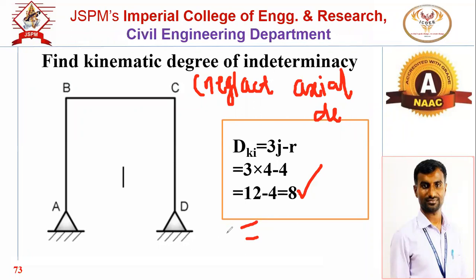3j minus r plus m. Yes, 3j minus r plus m. If you have to neglect the axial deformation in that particular member, there are 3 members. So in that case, the formula will be 3j minus r plus m. So the number of members we have to deduct from the total degree of freedom because we are neglecting the axial deformation.